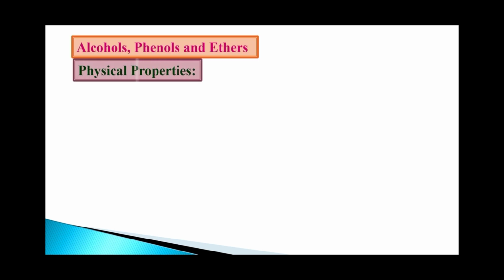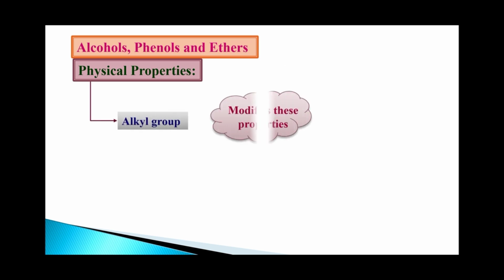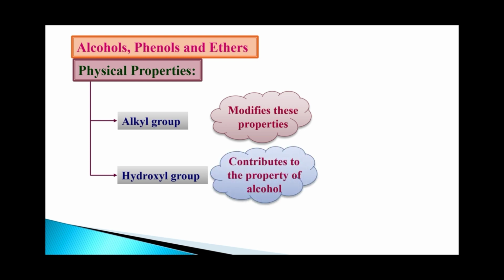The physical properties of alcohol mainly depend on two parts. One is the alkyl group, the second one is the hydroxyl group. The alkyl group modifies the properties by the addition of the hydroxyl group. That means in alcohols, the overall property that we are going to see is mainly due to the hydroxyl group which is present in the alcohols.